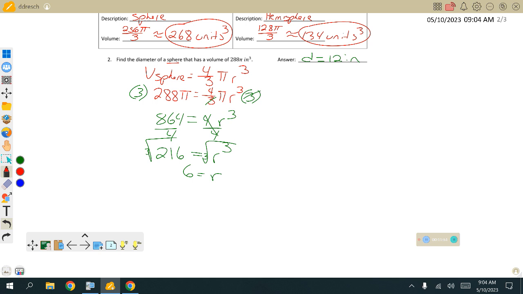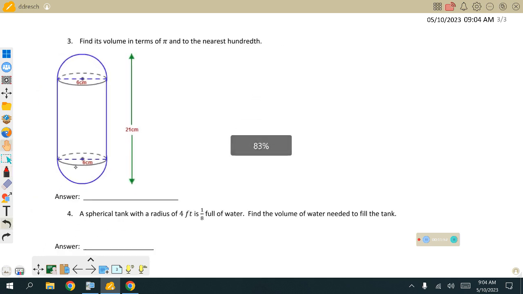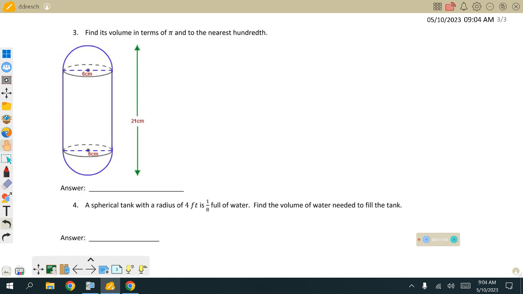All right, working it backwards. I know you're going to have something like that on the test, not tomorrow, but Friday. And let's do one last one here. Let's do number 3, our composite figure. What do we have in our composite figure here?